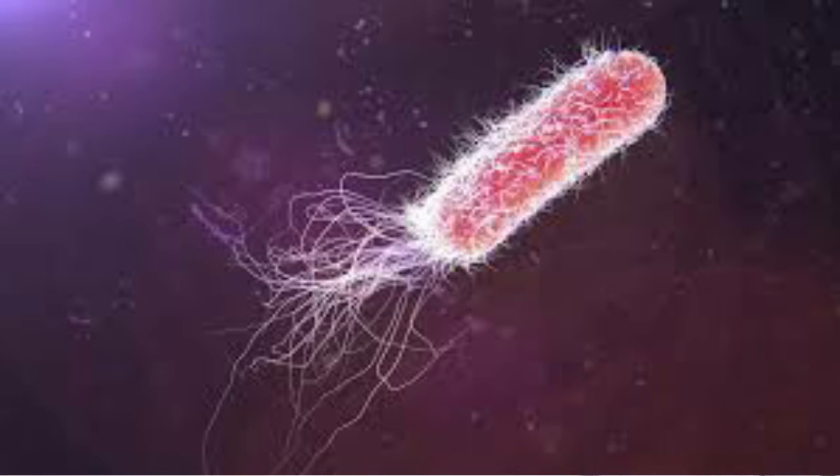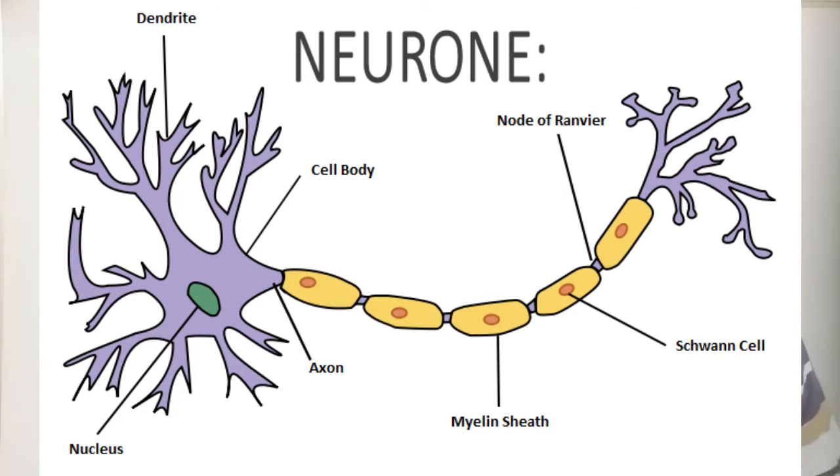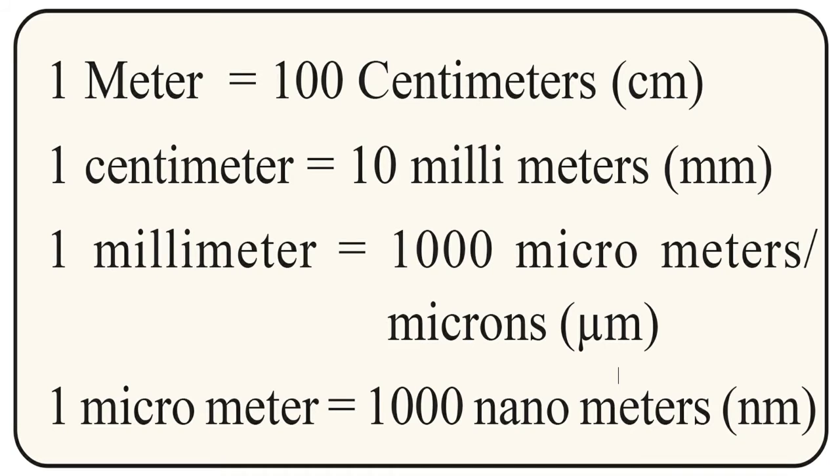If you take a human kidney cell or a human liver cell, it is around 20 to 30 micrometers in size. Here on the screen I have given you the measurements. 1 meter is equal to 100 centimeters. 1 centimeter is equal to 10 millimeters. 1 millimeter is equal to 1000 micrometers. 1 micrometer is equal to 1000 nanometers.